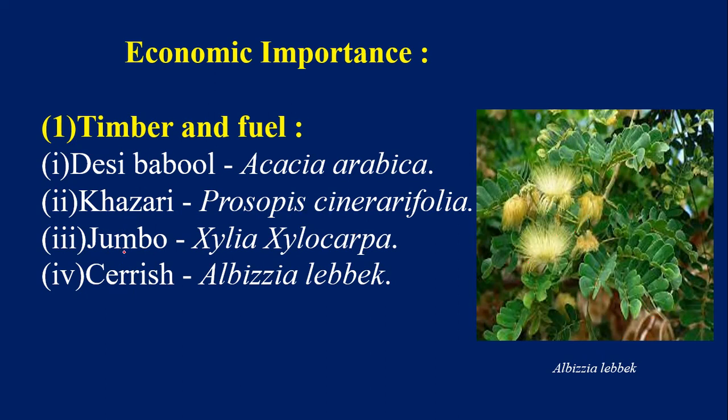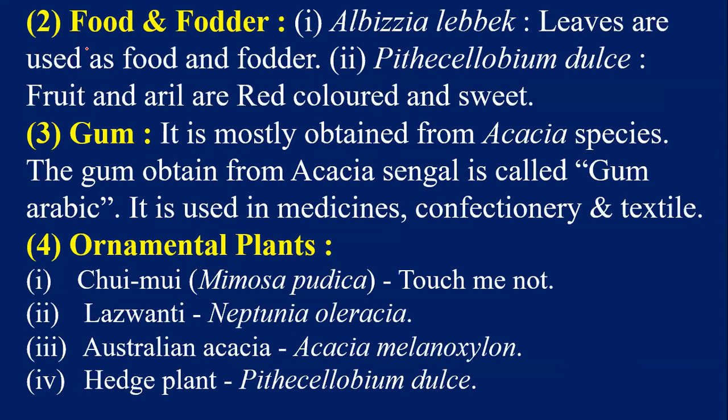From these plant species we are getting timber, and the wood of these species is used as fuel, and some plant species are used as food and fodder. Albizia lebbeck, the leaves are used as food and fodder for animals. Then Pithecellobium dulce, the fruit and aril are red colored and sweet, so it is used as food. From some plant species we are getting gum also, mostly obtained from Acacia species. The gum obtained from Acacia is called gum arabic. It is used in medicines, confectionery and textile industries.